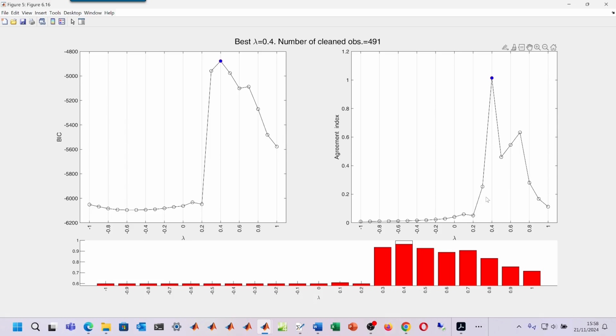This automatic procedure, which has been used for the loyalty cards data with just a single value of lambda, is also described in the book for the case when you have two values of lambda.